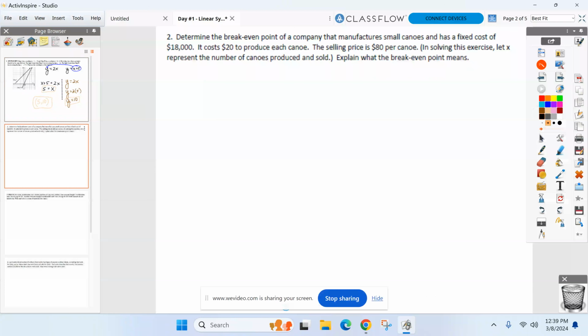All right, here we go. This is a new type of problem maybe you're not familiar with. This is not a systems of equations problem. It's what I call a break-even problem. So we got canoes here.